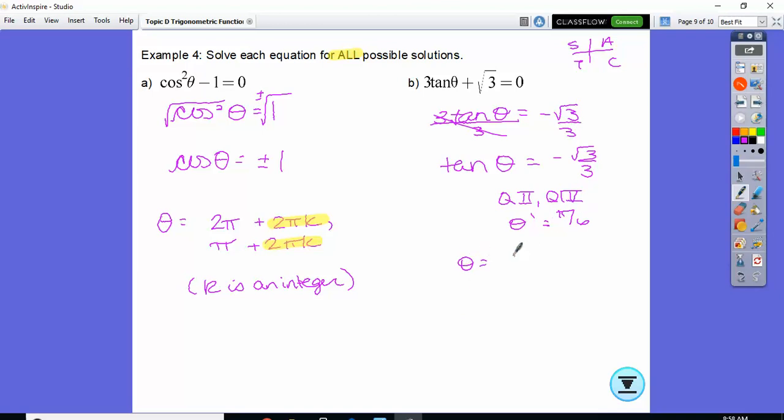So pi over 6 in quadrant 2, remember the numerator is 1 less, that's 5 pi over 6. In quadrant 4, that was double minus 1, so 11 pi over 6. And what do we put with each of these since I want all solutions? Plus 2 pi k.